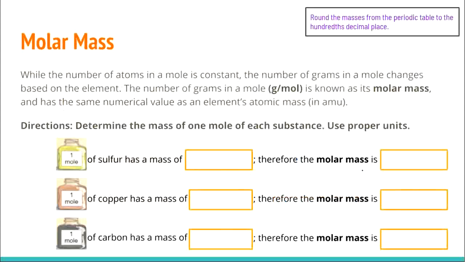While the number of atoms in a mole is constant, the number of grams in a mole changes based on the element. So for example, take these 3 elements here, sulfur, copper, and carbon. 1 mole of sulfur is equal to 6.02 times 10 to the 23 atoms. 1 mole of copper is equal to 6.02 times 10 to the 23 atoms. 1 mole of carbon is equal to 6.02 times 10 to the 23 atoms. So the number of atoms in a mole is constant, but the mass is different. The number of grams in a mole is known as its molar mass.